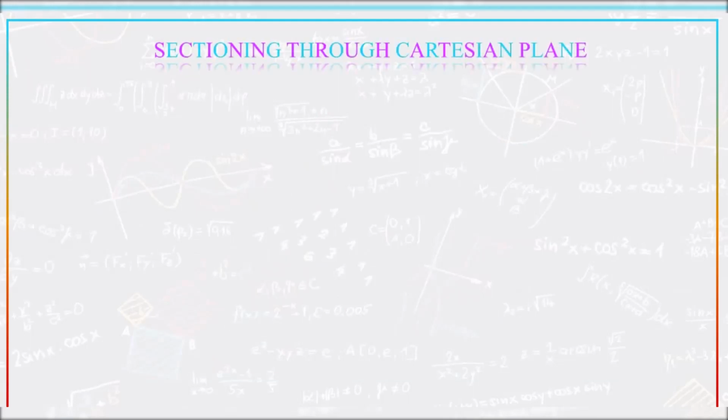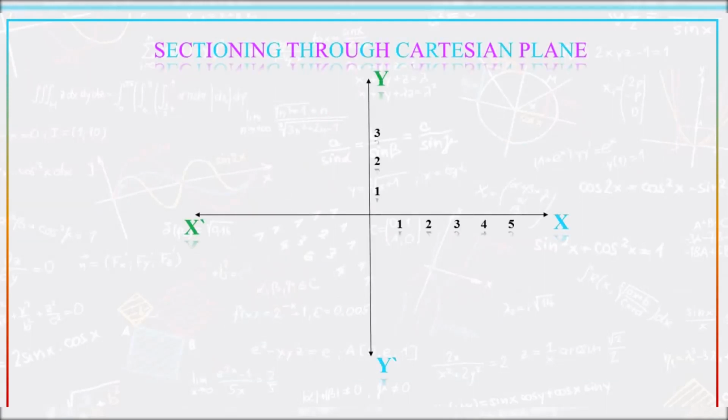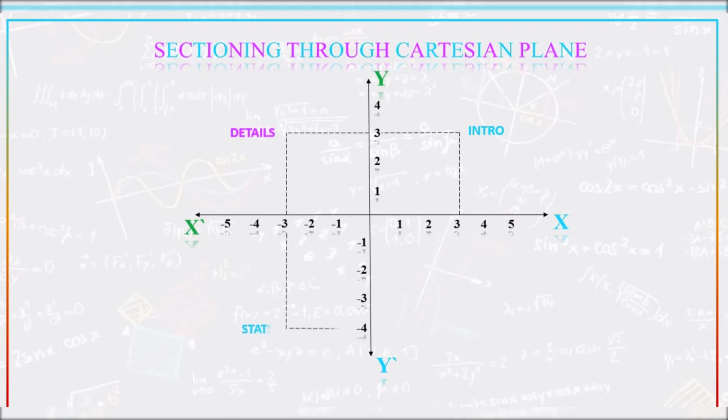I will teach you how to do this sectioning through Cartesian plane. Basically, how many subtopics do we want to represent in a seminar? That way, we can represent in the mathematical Cartesian plane the first quadrant, second quadrant, third quadrant, and fourth quadrant. It will be represented like this.